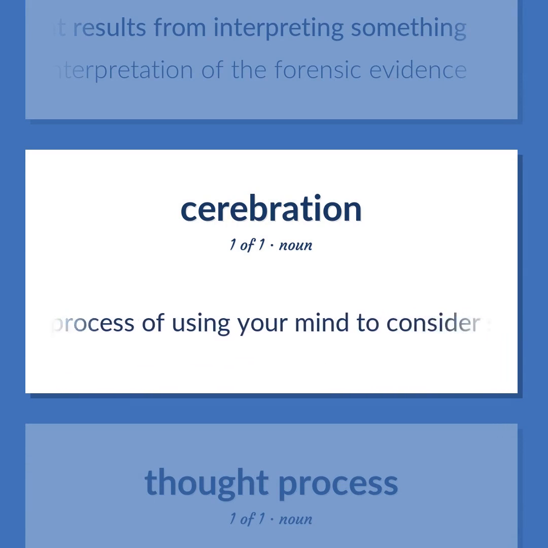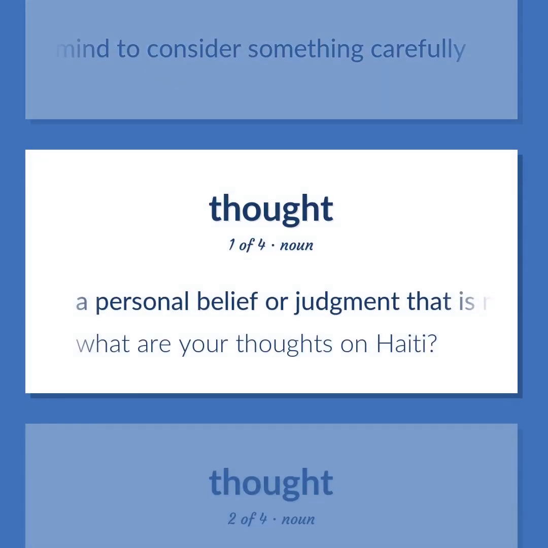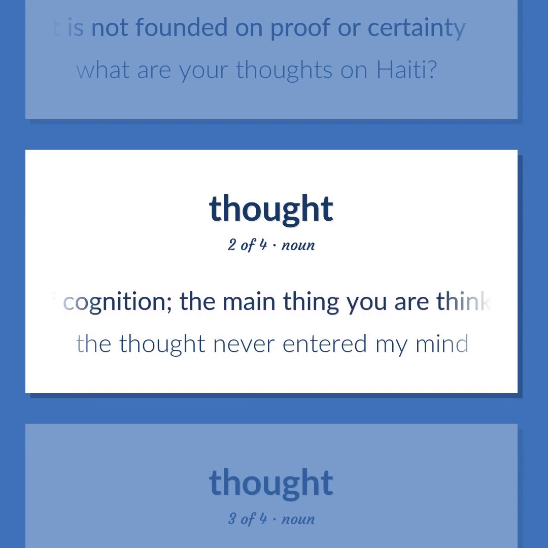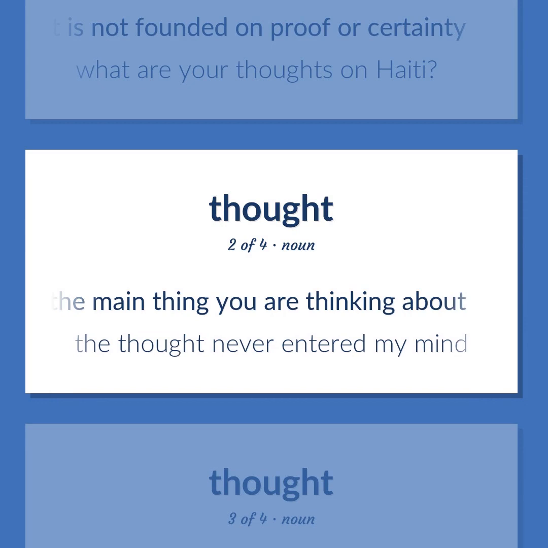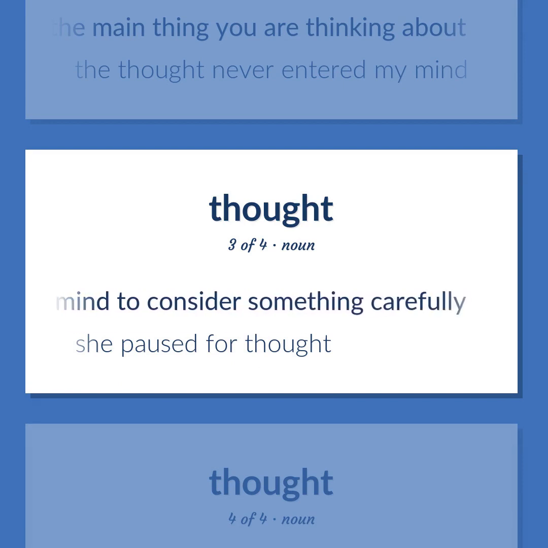The process of using your mind to consider something carefully. A personal belief or judgment that is not founded on proof or certainty. What are your thoughts on Haiti? The content of cognition, the main thing you are thinking about. The thought never entered my mind. The process of using your mind to consider something carefully. She paused for thought.